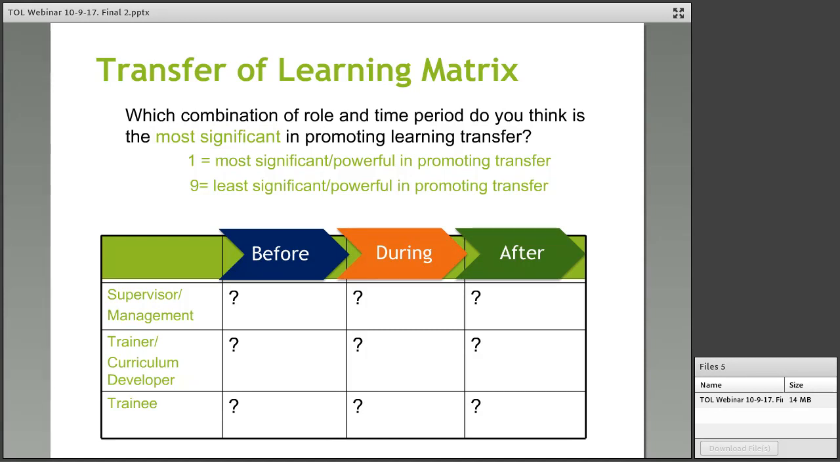So number 1, we have someone saying trainer. Somebody else is saying number 1 would be trainer before. Another person says supervisor or manager. I'm not sure where that is, before, during, or after.